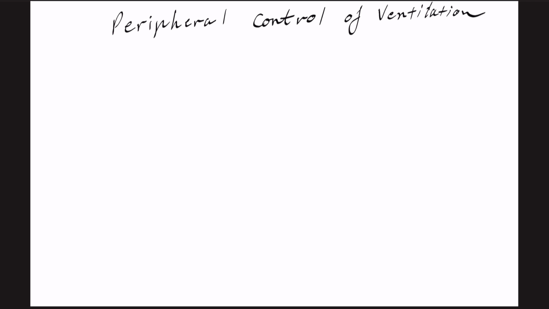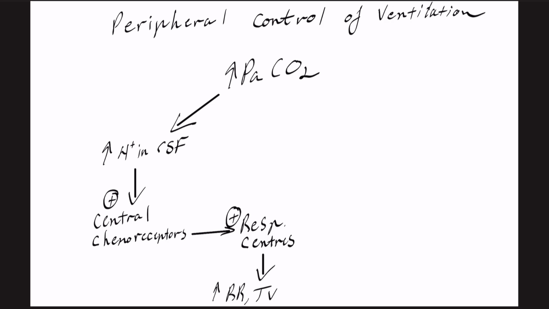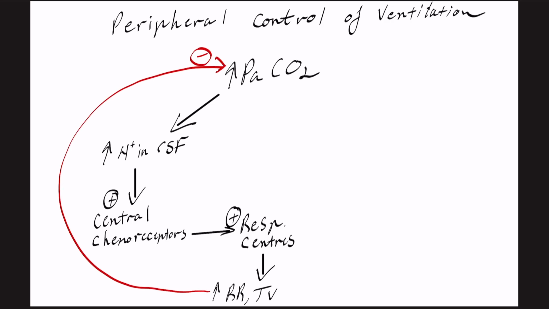So if I were to draw this into a flow chart and simplify it down, we know that the main driver of respiration and ventilation is our partial pressure of CO2 in the blood. So it goes in the blood, it will cross the blood-brain barrier, which will increase hydrogen ions in the CSF, which we know stimulates the central chemoreceptors, stimulating our respiratory centers, increasing our respiratory rate and tidal volumes. And then in a negative feedback fashion, it will then reduce the PaCO2 to bring us back within that range that our body wants to keep us in.